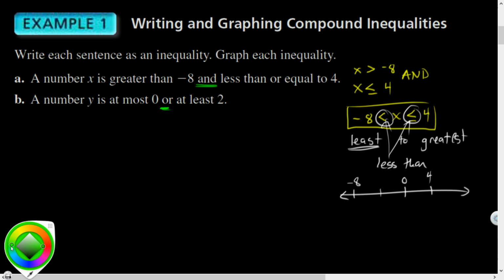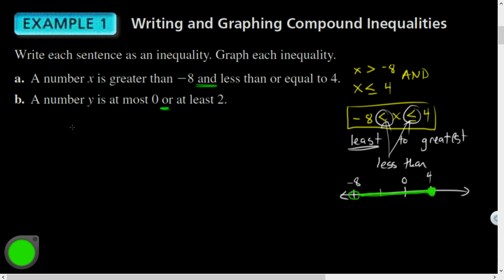And so I'm going to graph, when it's an "and" logic, it's shaded in between. So -8 had the less than sign, so it's an open circle. A closed circle at 4. And it's shaded everywhere in between. There we go. All right, so that's part A over here.